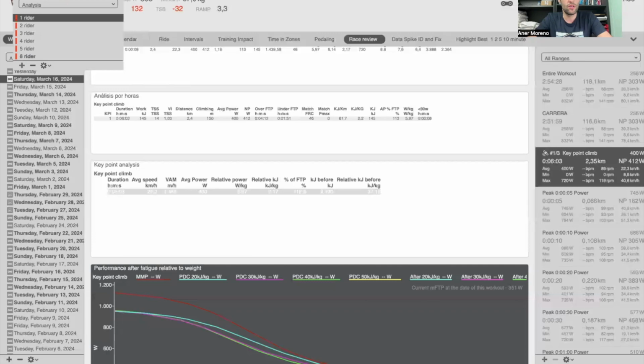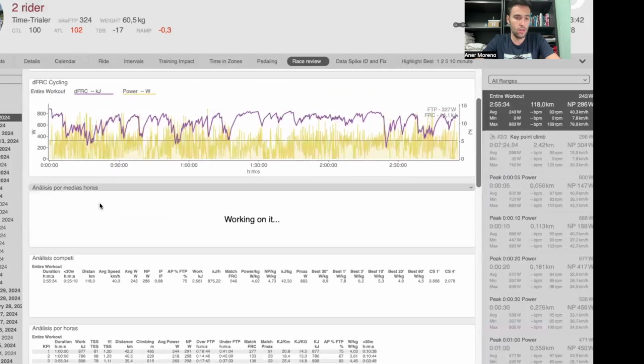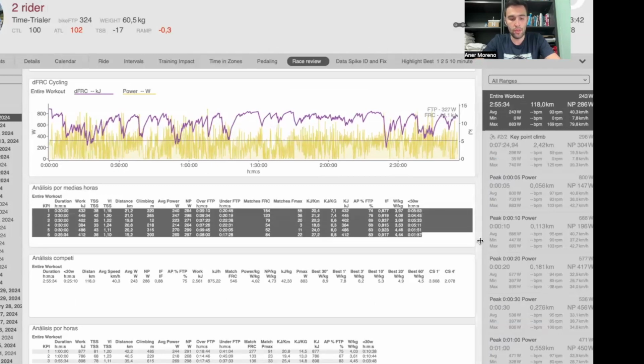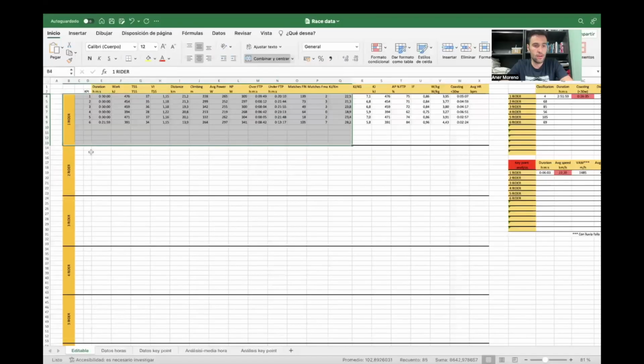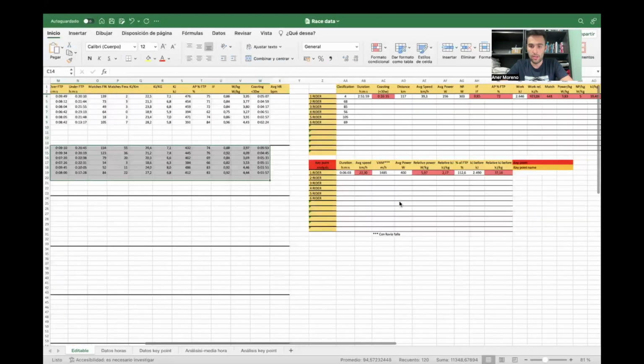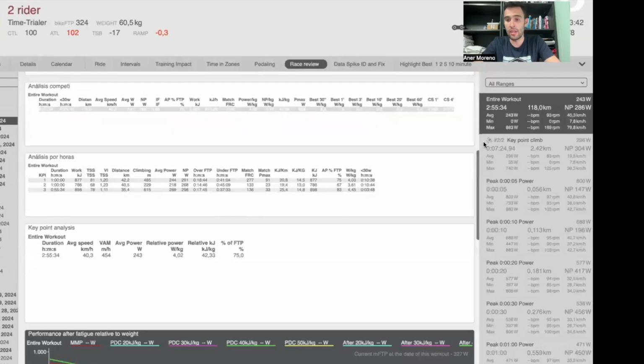Let's go in search of the second rider. This was the race. This is the whole race. Okay, the analysis per half an hour. We copy, paste here. Also the whole race. This here. This was on the place 68. The analysis of the key point.